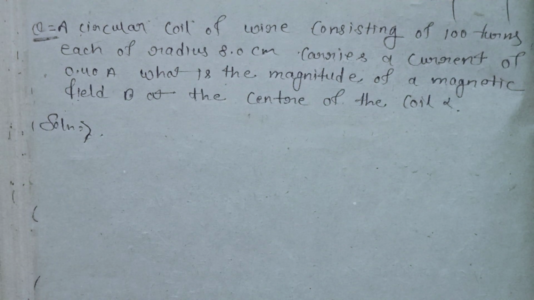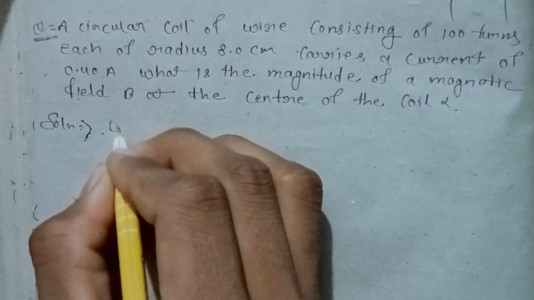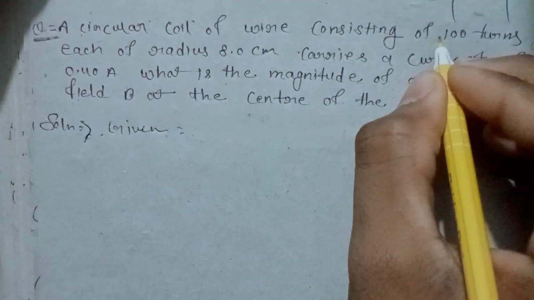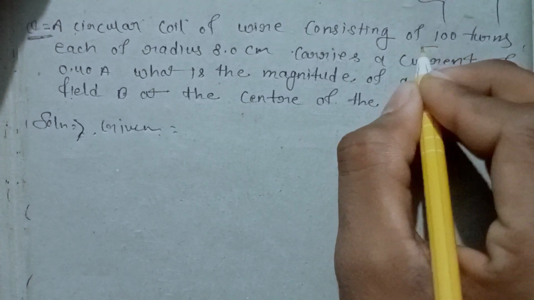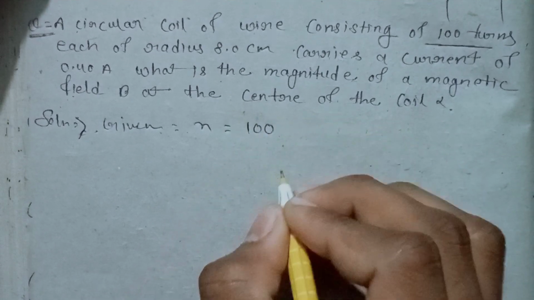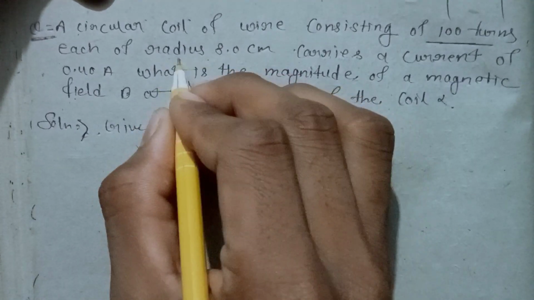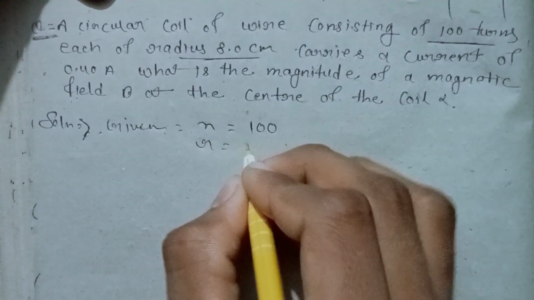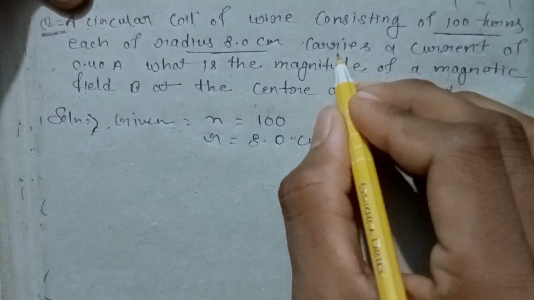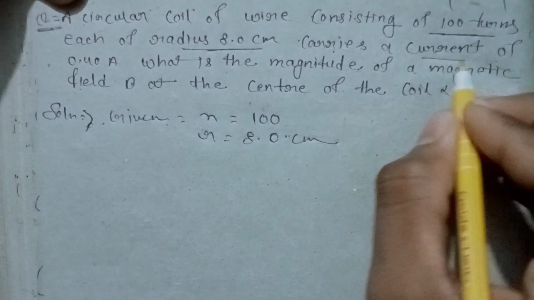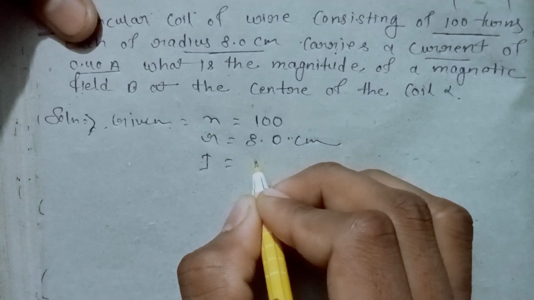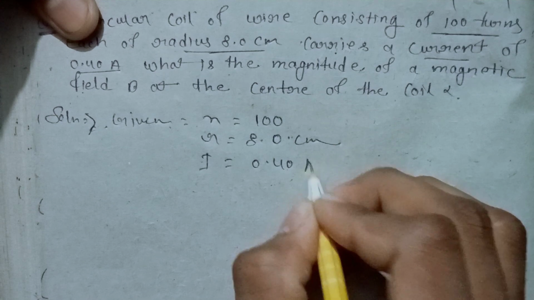So step number one is that you write the given. What is given in the question? We know that the number of turns N is equal to 100, the radius is given as 8 centimeter, and also the current is given, so current I is 0.4 ampere.